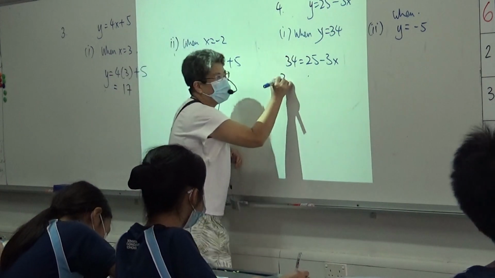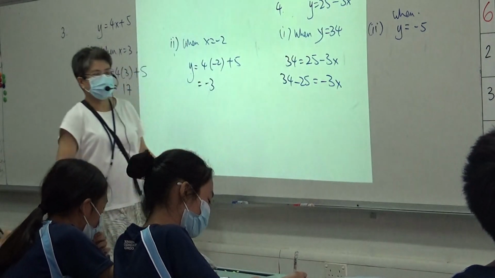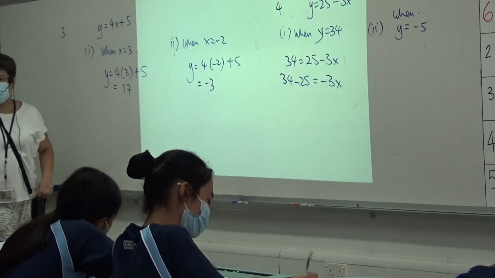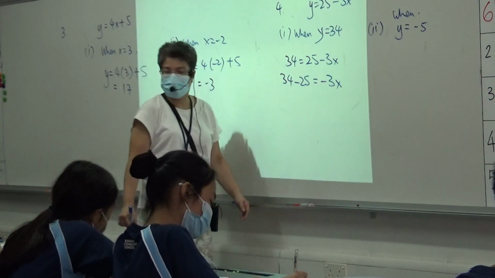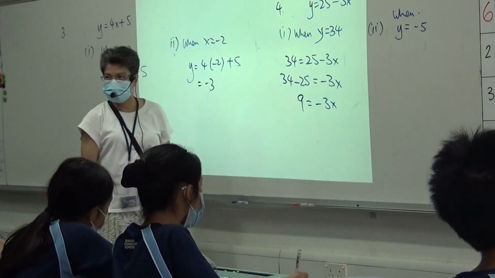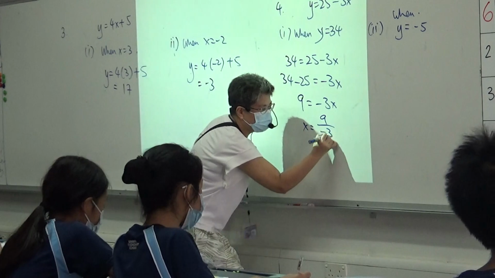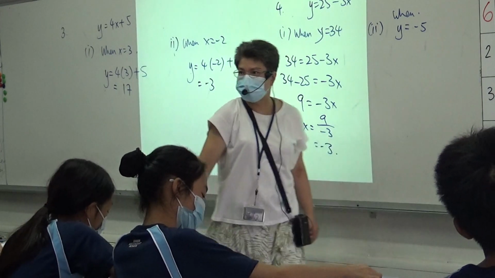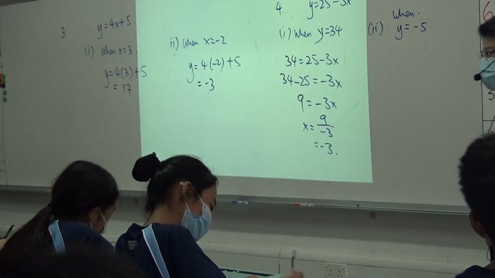X. 34 minus 25 equals to negative 3x. What's 34 minus 25? Huh? 9. 9 is minus 3x. So what's my x? 9 over negative 3. Answer? Negative 3. Now, can someone tell me what's the difference between question 3 and 4?